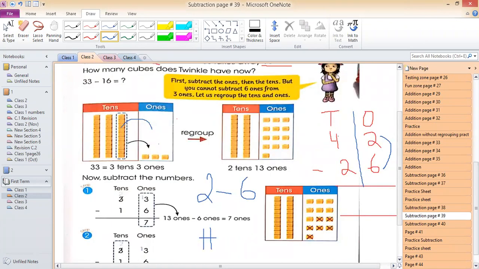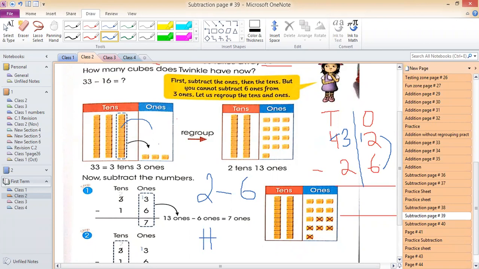This will go to the tens and ask for 1. There are 4 tens and it gives 1 ten to the ones. So there are 3 tens now, and after taking 1 ten from the tens, there are now 12 ones.